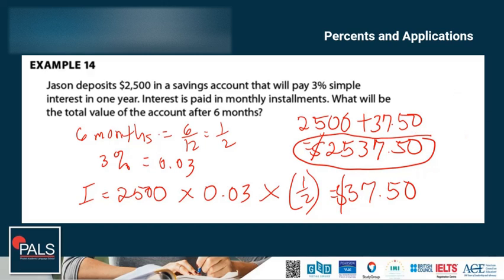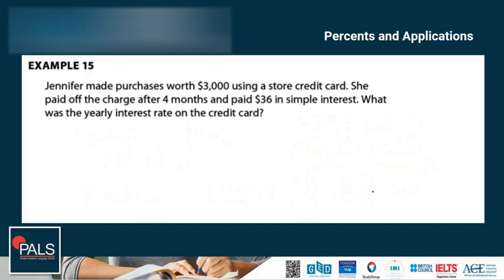Let's have another example. Example 15. Jennifer made purchases worth $3,000 using a store credit card. She paid off the charge after 4 months and paid $36 in simple interest. What was the yearly interest rate on the credit card? In this question, you are given the principal, $3,000. The time, 4 over 12, is equal to 1/3. And the interest paid, $36.